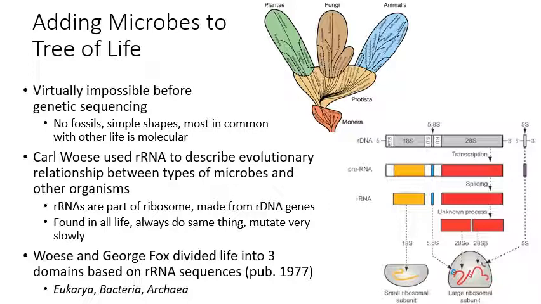And of course, it didn't really have microbes on it. There were some early trees that tried to incorporate microbes, but since it's all based on appearance, and the appearance of microbes is pretty simple, it wasn't really accurate. So an example of one of those early trees that tries to have bacteria in it is shown right here. This is one of those kingdom-based trees where you have the plant kingdom, the fungus kingdom, and the animal kingdom. And at the bottom, Monera, that would be the bacteria.